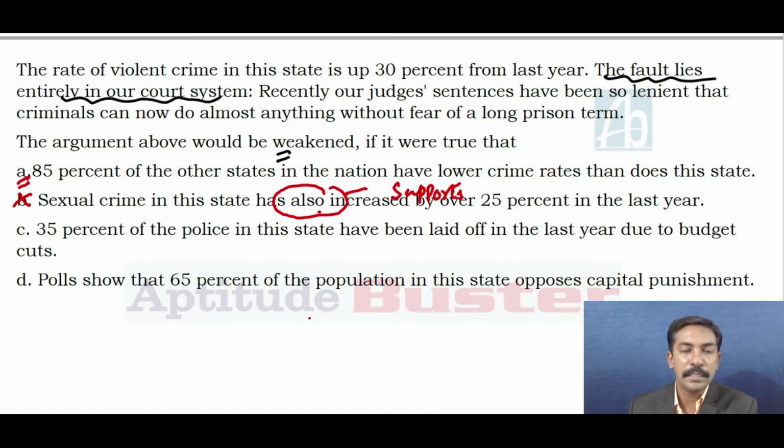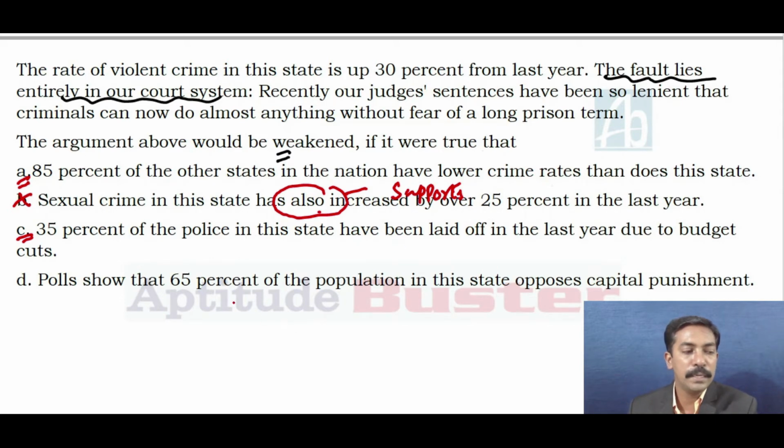Look at option C. 35% of the police in this state have been laid off in the last year due to budget cuts. Option C gives you a reason that why the crime rate has gone up. It says reduction in police force could have been a possible reason for increase in crime rate. So C does weaken it. Therefore, we are reserving option C.